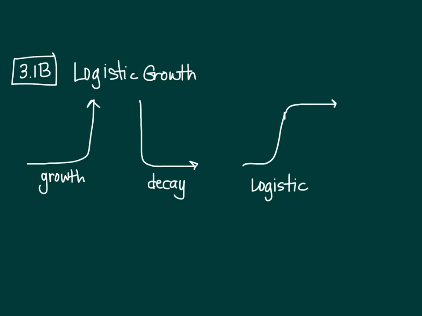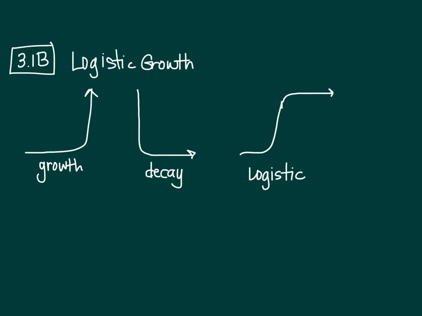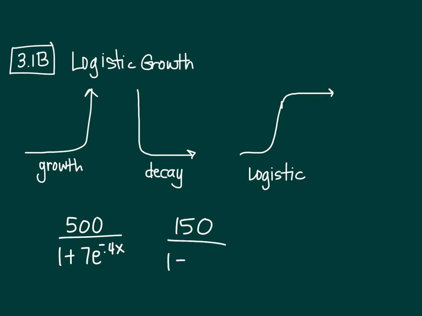A growth one will grow and keep growing. A decay will decay and keep decaying. But a logistic has sort of a change and a bend in its graph. The formula for a logistic, you've actually seen problems. We talked about a rumor last time together. You've seen problems like this, 500 over 1 plus 7e to the negative 0.4x, or you might see numbers like 150 over 1 plus 8 times 3 to the 2x. Those are all called logistic forms. It's when you have a whole number on the top and then 1 plus something else on the bottom.